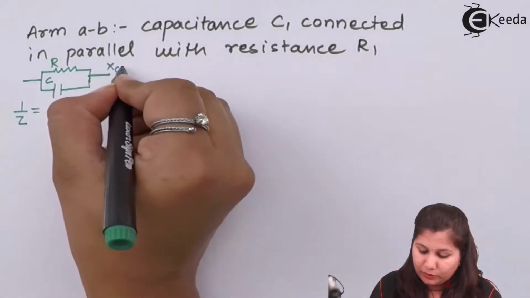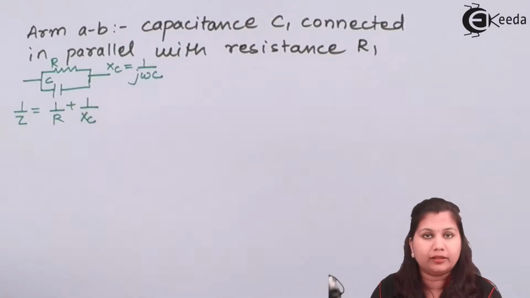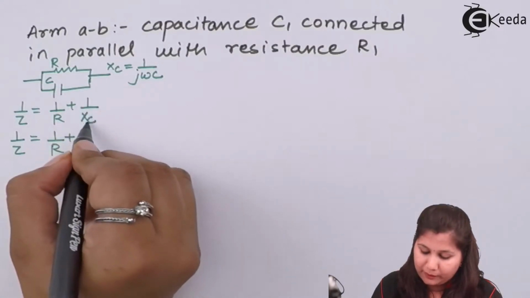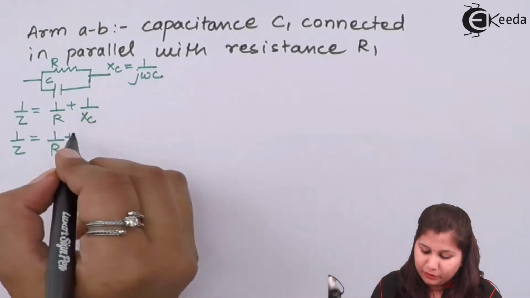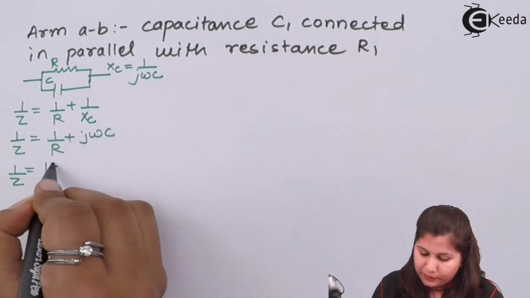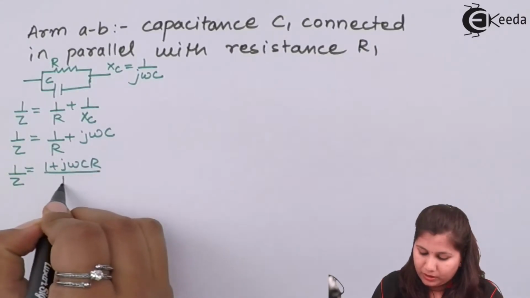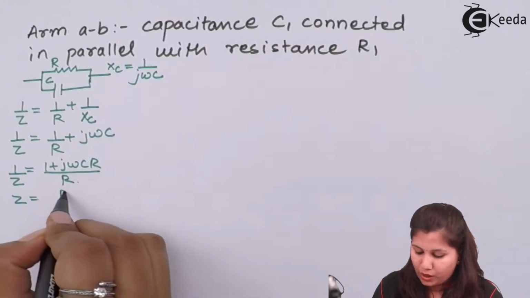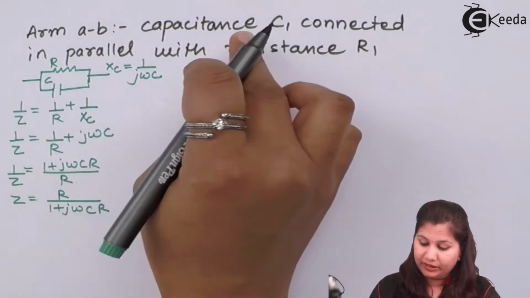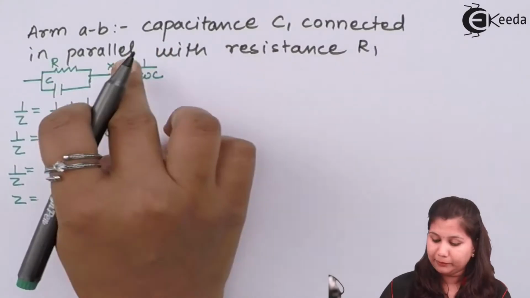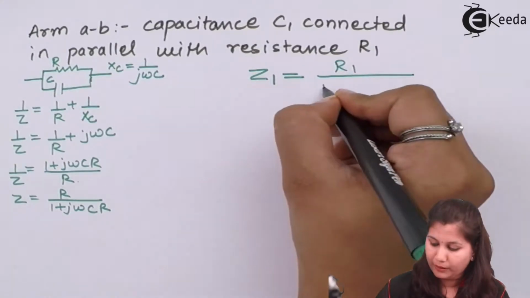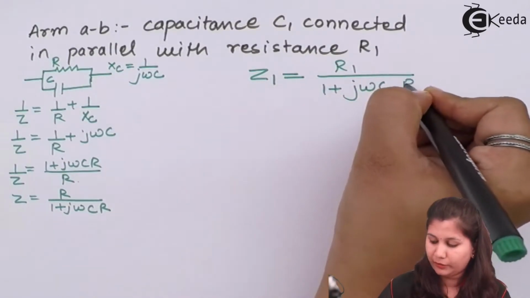XC is equal to 1 upon j omega C. So here we can calculate 1 by Z equals 1 by R plus 1 by XC. So 1 by XC will be equal to j omega C. So 1 by Z is equal to (1 plus j omega C R) upon R, or we can say Z is equal to R upon (1 plus j omega C R). So here we have capacitance C1 and R1 connected in parallel, so our impedance Z1 will be equal to R1 upon (1 plus j omega C1 R1).